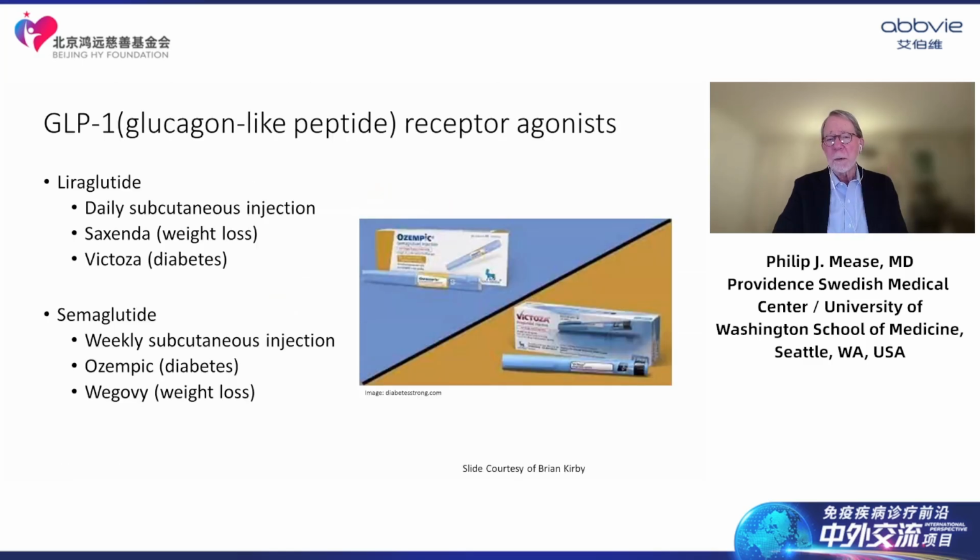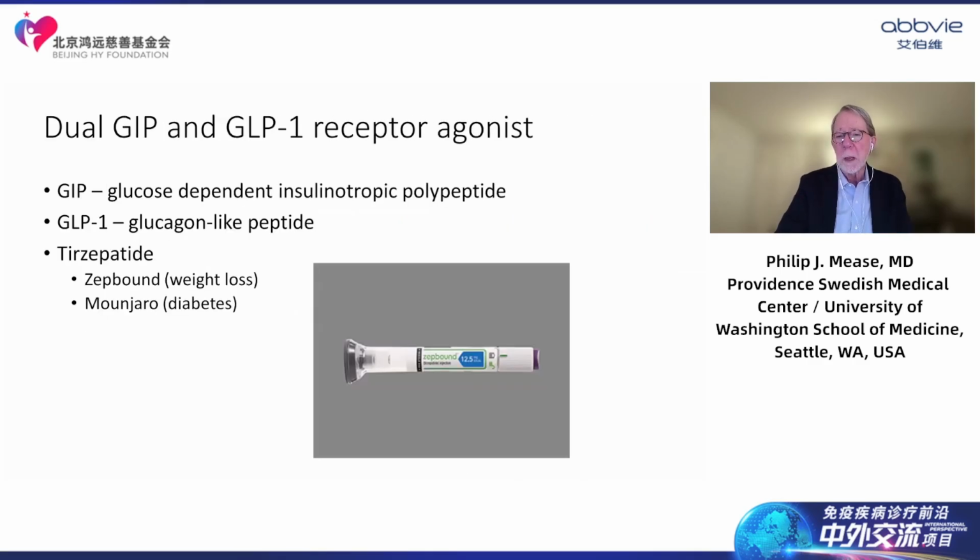Here are examples. There are the weekly injections with either Ozempic or Wegovy, which are both semaglutide, or the newer dual GIP and GLP-1 receptor agonist known as tirzepatide, which goes under the name Zepbound if it's prescribed for weight loss, and Mounjaro if it's prescribed for diabetes.